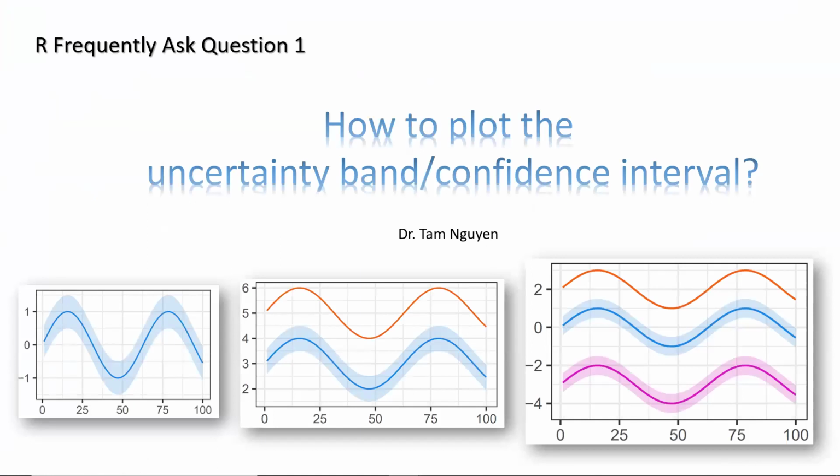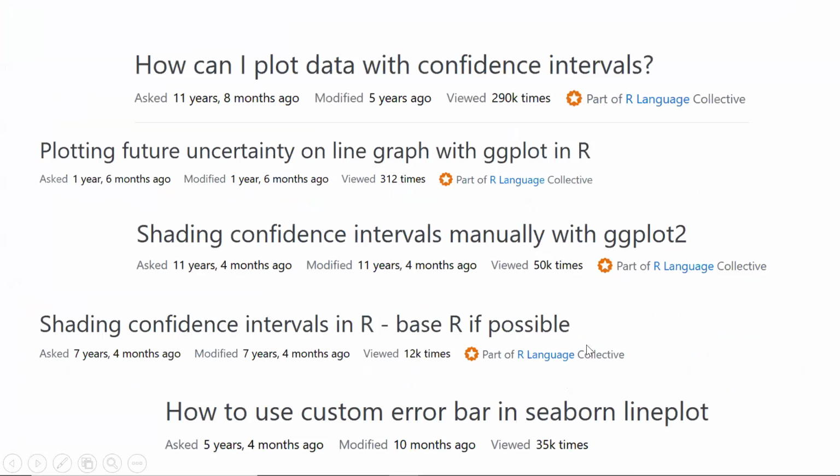Hi everyone, in this video I will answer some of the most frequently asked questions. So how to plot the uncertainty band or confidence interval, something that looks like this. And this is one of the most frequently asked questions in Stack Overflow.